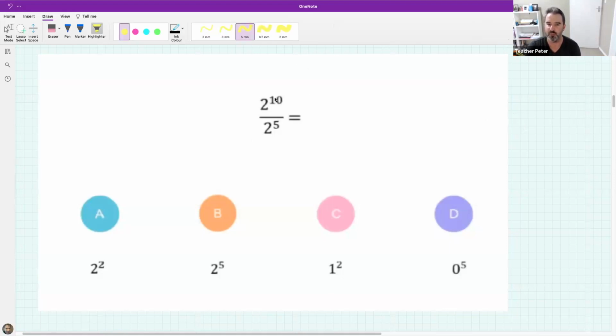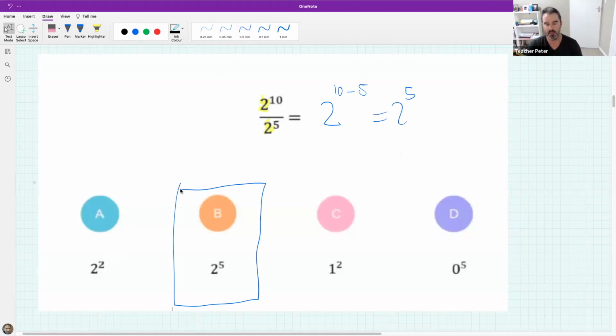Okay, so if we look at the bases being the same, that's good news for us. But the law is slightly different. So you write down the base, but now instead of adding, you subtract the powers. And so we should get 2 to the power of 5. Which of the four options is that? The correct option is going to be B.